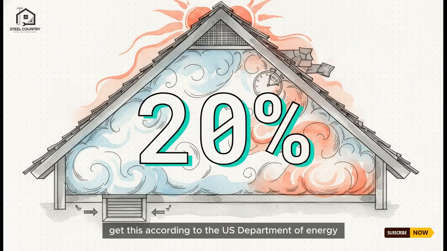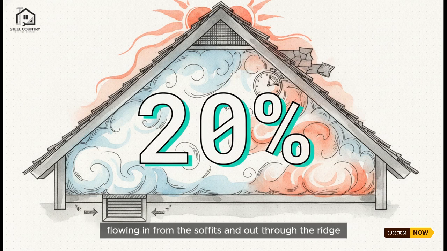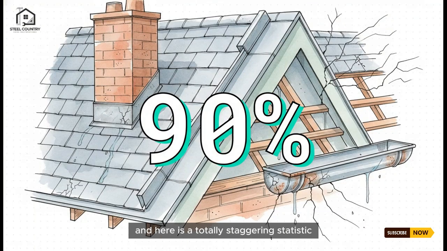Get this. According to the U.S. Department of Energy, trapped heat from poor attic ventilation can actually slash your roof's lifespan by up to 20%. Just think about that for a second. Without fresh air flowing in from the soffits and out through the ridge, you're essentially baking your own shingles right from the underside.